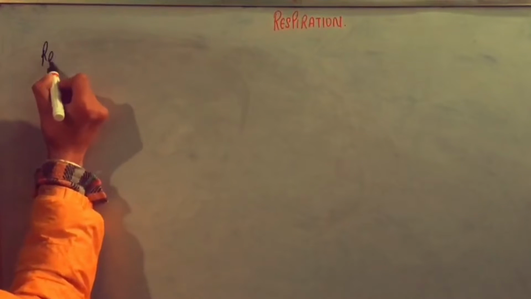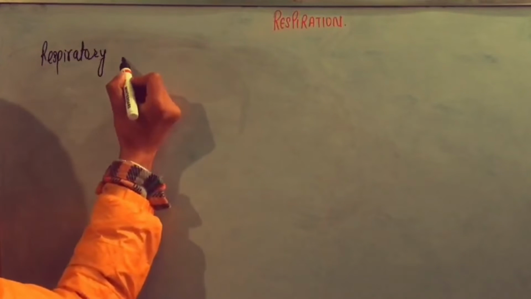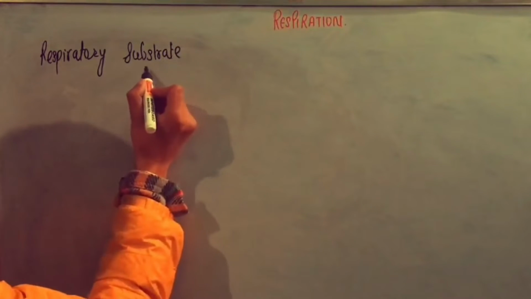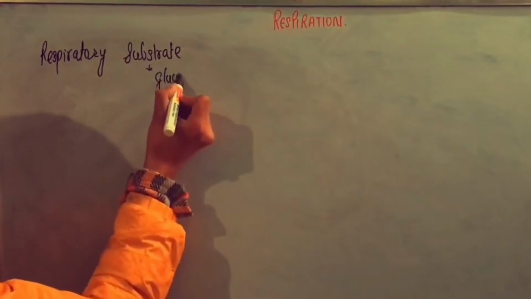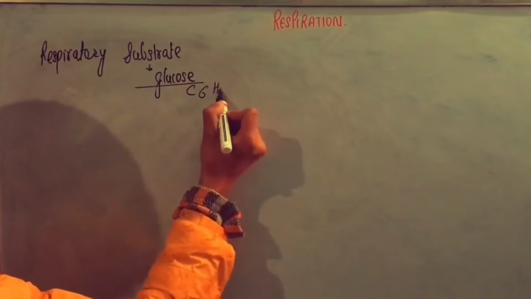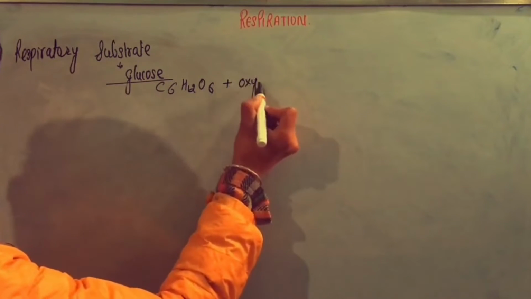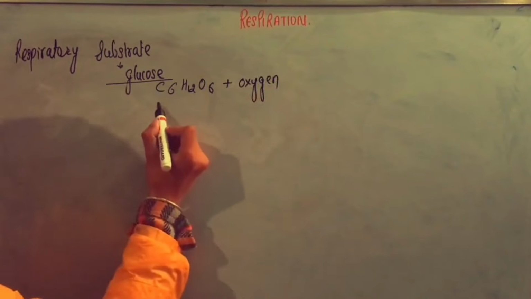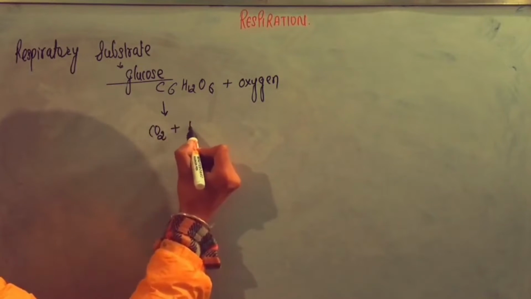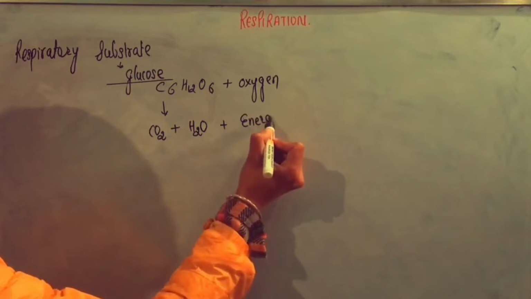Respiration is the process in which the respiratory substrate, that is the food we take, is broken down. The most common respiratory substrate is glucose, which is a carbohydrate. The formula of glucose is C6H12O6. In the presence of oxygen, which we intake during the breathing process, it is converted into carbon dioxide plus water, and a large amount of energy is released during this process.